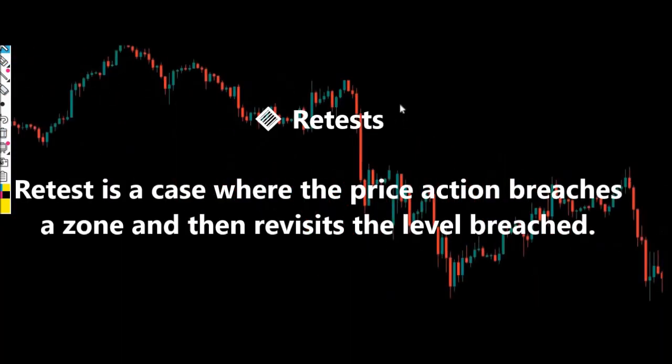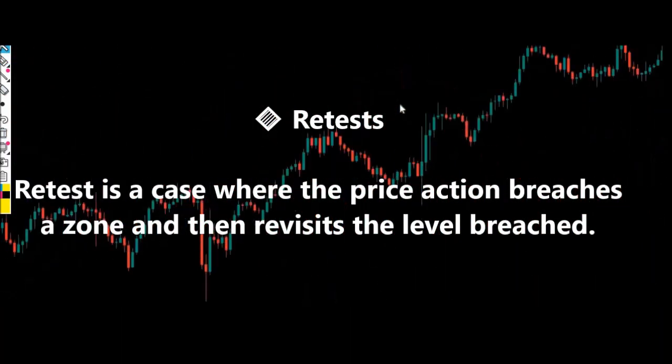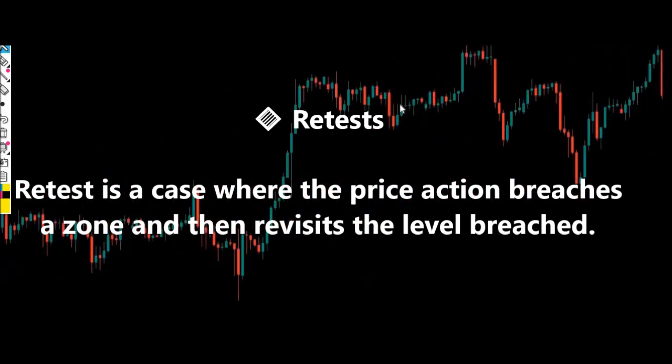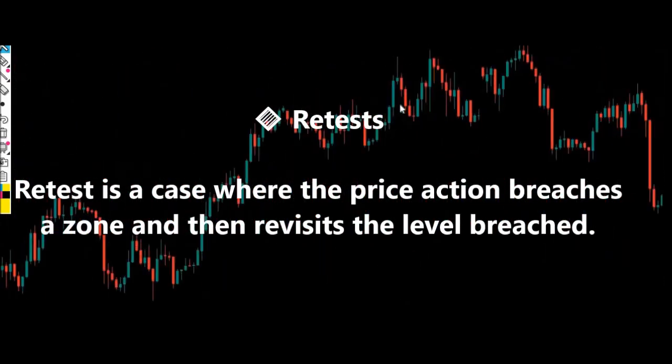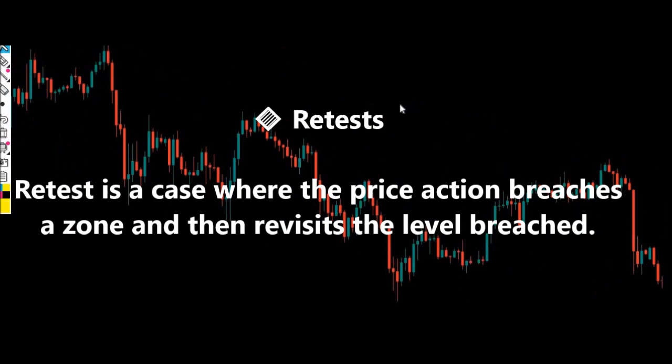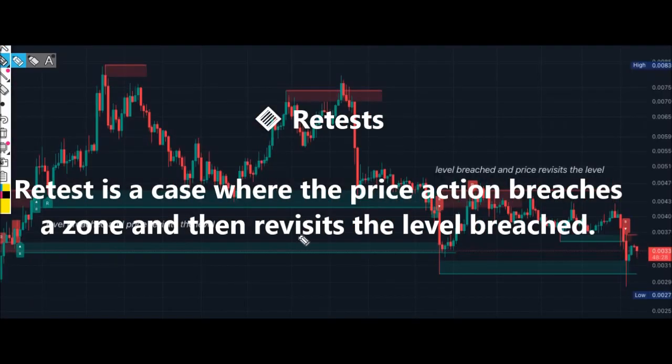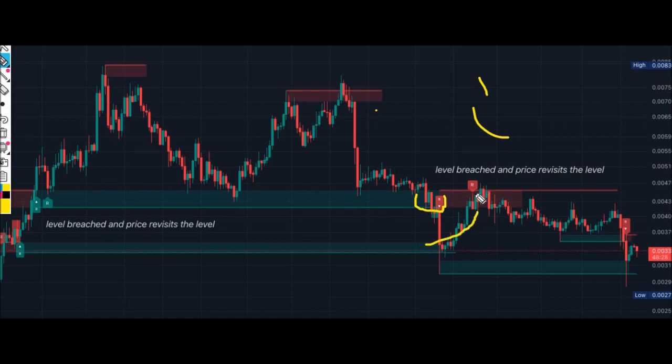And as well, guys, this indicator shows us a retest, and a retest is a case where price action breaches a zone and then revisits the level breached. We all know this, and to make you understand it better, this is a very great example. For instance, over here this level was broken, and when price comes back to this level over here, it is shown by a label R. That's what you're supposed to know. It shows you that the level was breached and price revisits the level. You understand me? When a level is breached and then price revisits the level, that's what we call a retest.